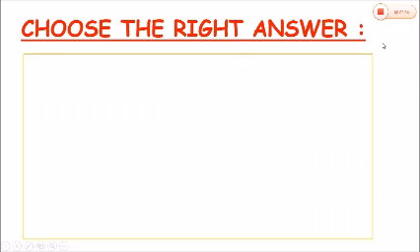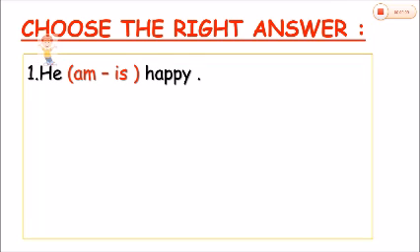Choose the right answer, okay? Number one, he am or is happy? He is happy. Can we say he am happy? No, because we said what? We said that am comes only with I, and in the present he comes with is.